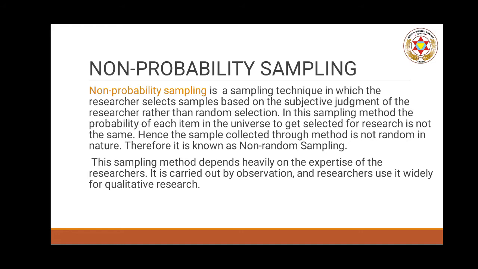Now there is also non-probability sampling. Non-probability sampling is a sampling technique in which the researcher selects the sample based on the subjective judgment of the researcher rather than random selection. In this sampling method, the probability of each item in the universe getting selected for research is not the same. So the sample collected through this method is not random in nature, and that's why it is known as non-random sampling. This method depends entirely on the expertise of the researcher, and it is carried out by observation. Researchers use this method mostly for qualitative research.